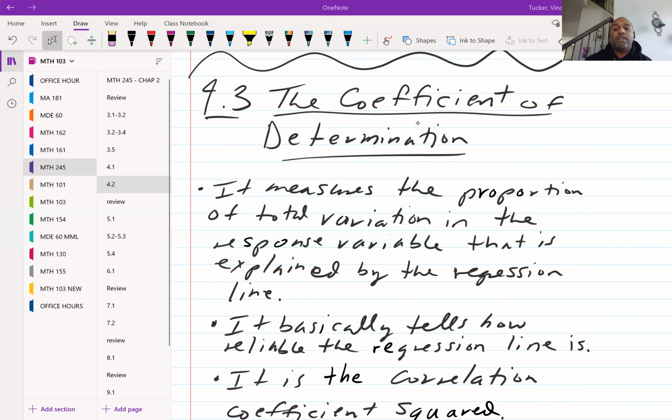So it's the coefficient of determination. It measures the proportion of total variation in the response variable that is explained by the regression line. It basically tells you how reliable the regression line is.